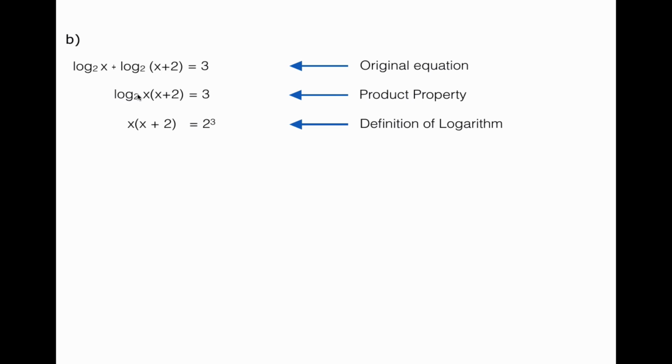Because what we're saying here is that we have log base 2 of this product equals 3. So we're saying 2 raised to the third power equals this. And that's what we've written down here. 2 to the third equals this. All right. And so x squared plus 2x, because I distributed, equals 8.